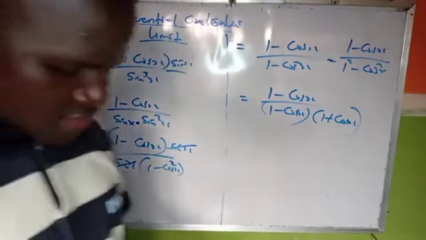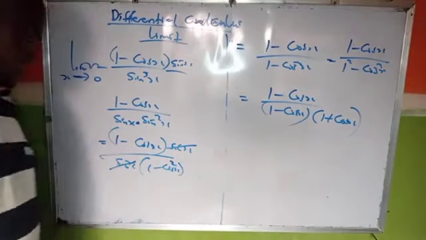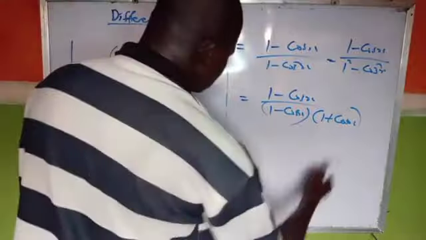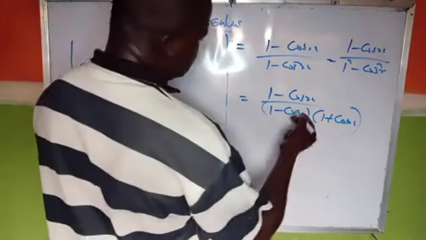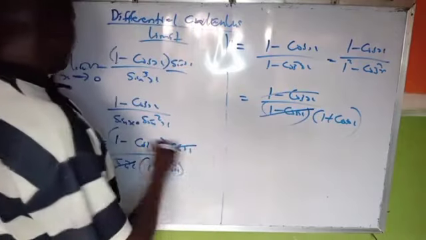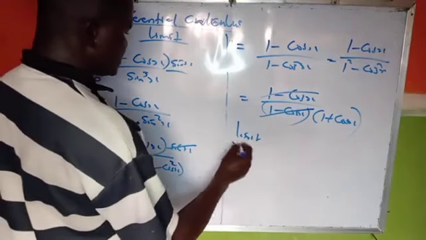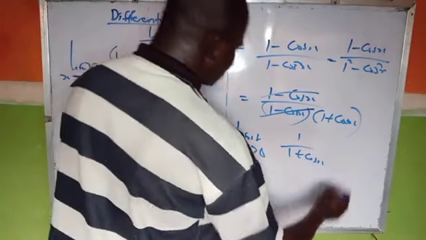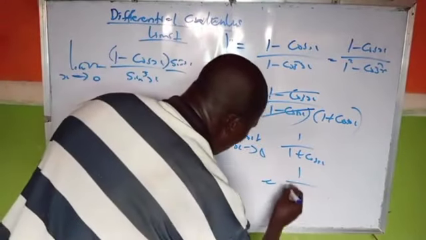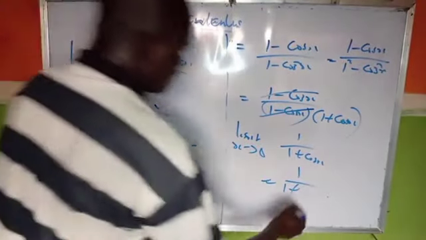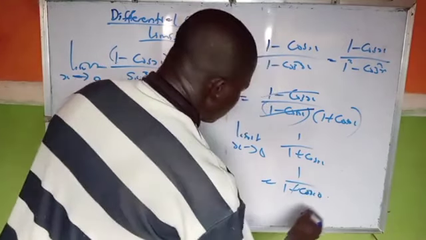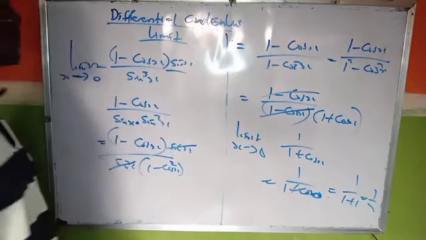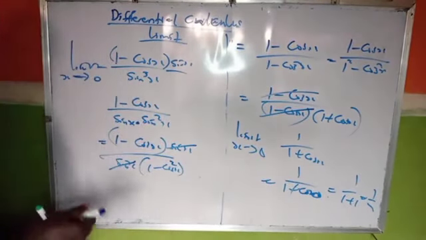Now, as you are following, this can cancel this. Then the limit as x tends to 0 equals 1 over 1 plus cos x. Therefore, 1 over 1 plus cos 0, which is 1 plus 1, so 1 over 2. So that is it. That's what you have.